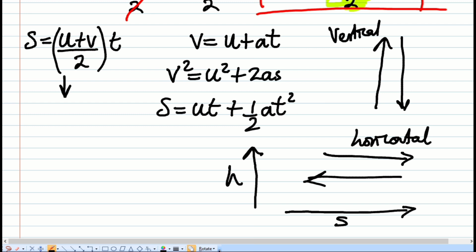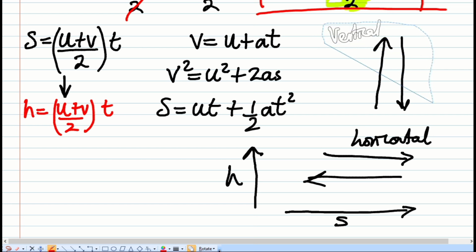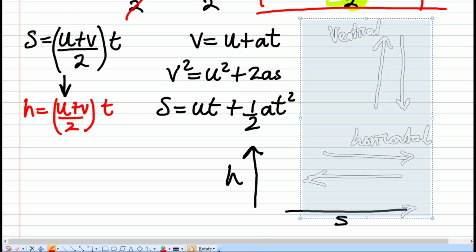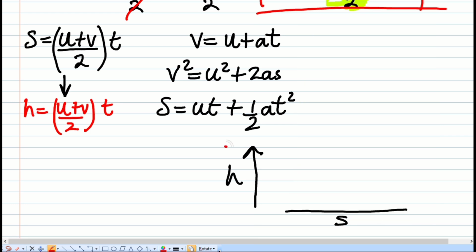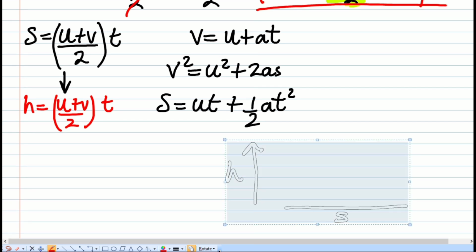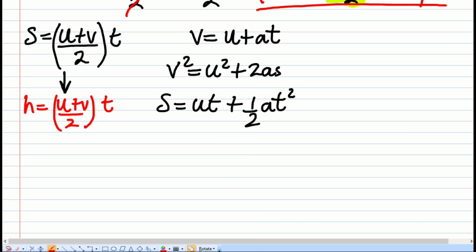So for the first formula, if we want to get the vertical equivalent of it, we're going to replace s with h. I'm just going to write it in red. H is equal to (u plus v) over 2 times time. So that's the first formula in the vertical direction. I think I'll make room for the other one and write it side by side. That will be better. Now you understand what I mean already. Replace s with h, that's what I mean basically. So let's write this in the vertical.